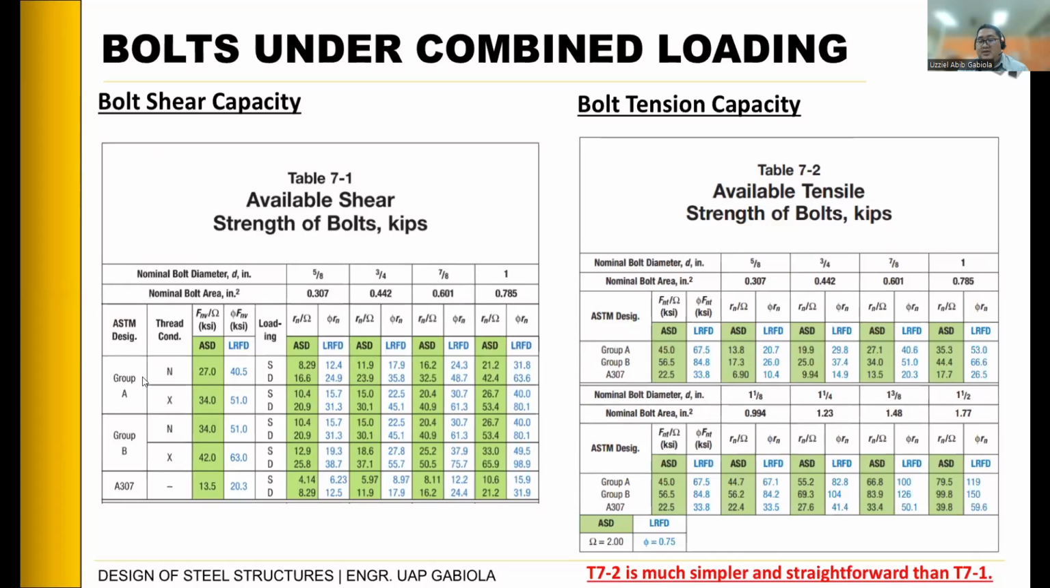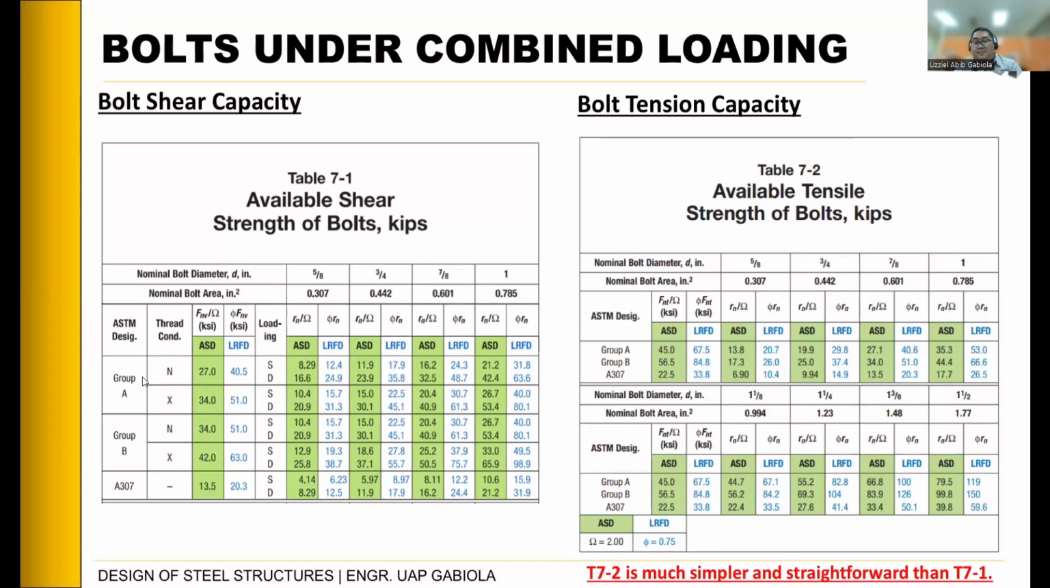So wala siyang kino-consider na shear plane kasi since tension nga yung loading natin, walang effect si shear doon sa tension capacity ng bolt natin. Kaya papansin nyo, si Table 7-2 is much simpler and straightforward than Table 7-1. Kasi nga sa 7-1, we need to be careful in selecting whether our thread is included or excluded, tapos kung double shear ba siya o single shear siya, bago natin ma-identify yung value ng capacity.